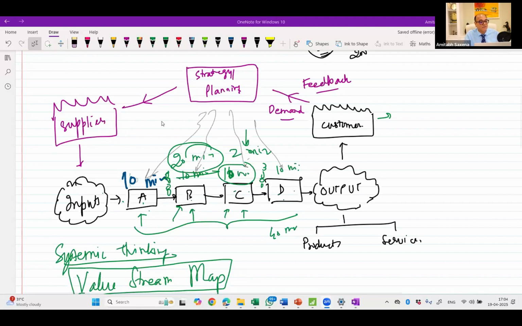Have you understood this part? Who's the customer? Please understand who the customer is, to whom the output is going. Who is interested in your output? Who is the person or any entity which is interested in the success of your output?